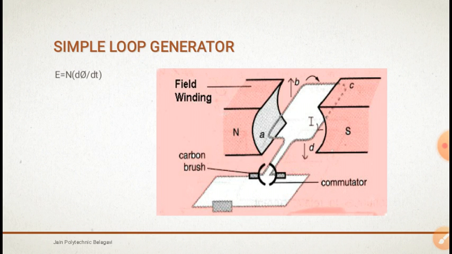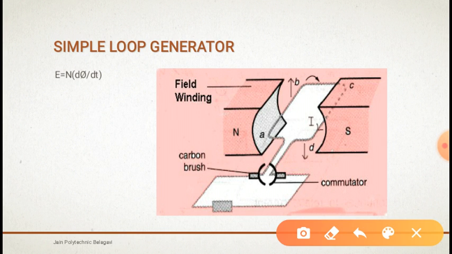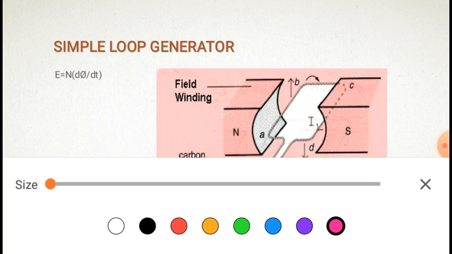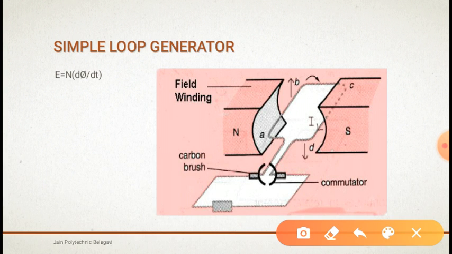So, in the second condition, when this coil moves further 90 degrees, the coil plane is horizontal and parallel to the lines of flux. So, the flux which is linked is minimum, but the rate of change of flux will be maximum. Hence, induced EMF is also maximum.